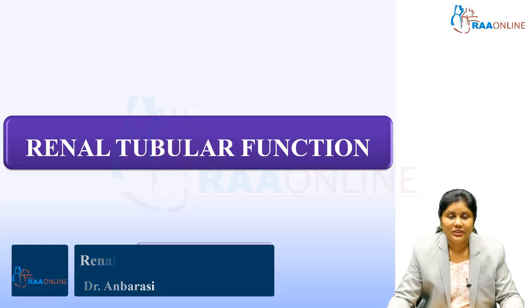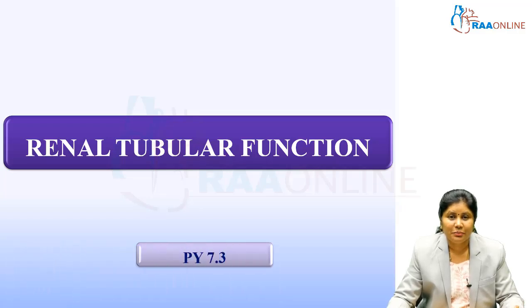In the last session, we saw the first step in urine formation, that is the glomerular filtration. Now we will move on to the next step, that is what happens to the filtrate that is produced in the glomerulus when it goes to the renal tubules. So let's see in detail about all these functions.